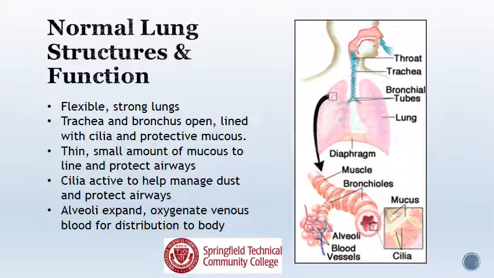They're lined with cilia and protective mucus to help keep dust and other contaminants out. And the cilia are very active. They're always pushing foreign things out of the airways. The alveoli deeper down in the lungs expand and oxygenate your venous blood for distribution to the body. So those alveoli, like a sponge, you want them open and you want the whole lung to be flexible.